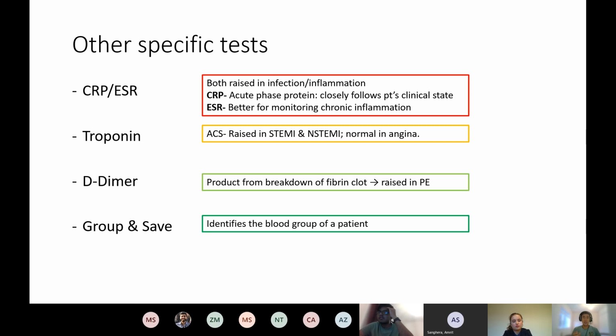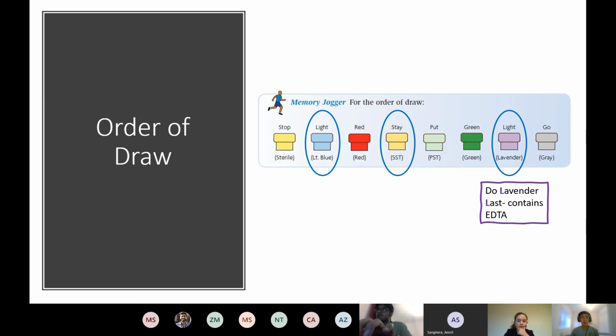But largely they apply to the same thing. You have the blood bag which you're about to give to a patient. Okay. So I wanted to finish. Oh, before I finish, we've got the order of draw.